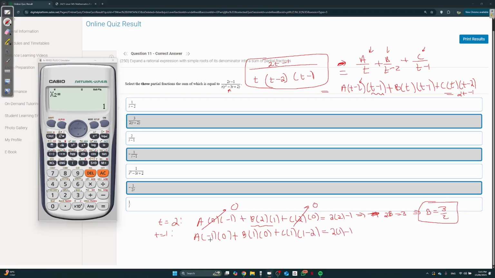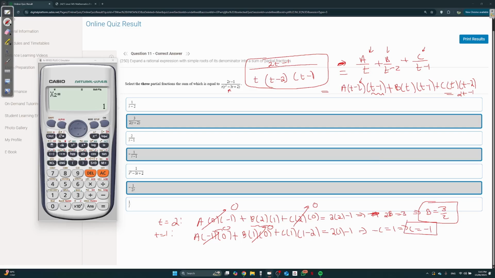And why am I doing it like this? You can write 1 minus 2 and then 1 minus 1, but I'm just saving time and solving it before I write it down. It saves you space and time, okay? So this A times 0 cancels, this B times 0 cancels. You're going to get negative C equals 1, so C is equal to negative 1.